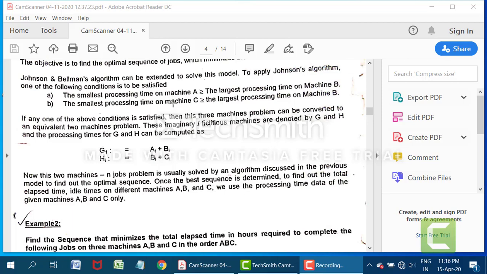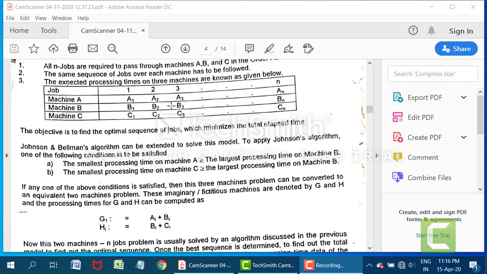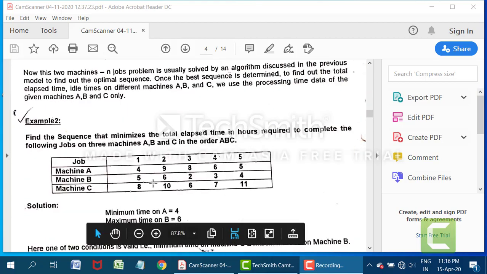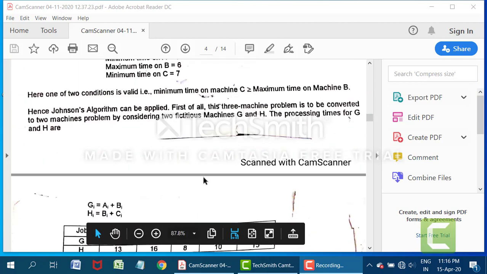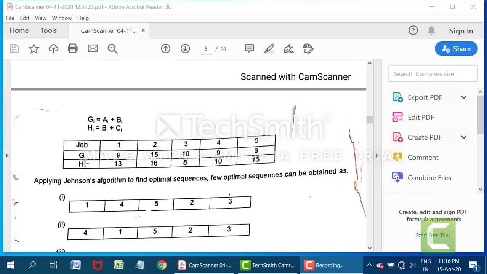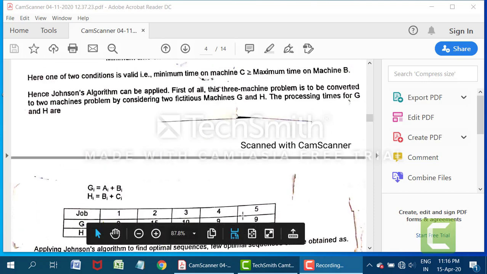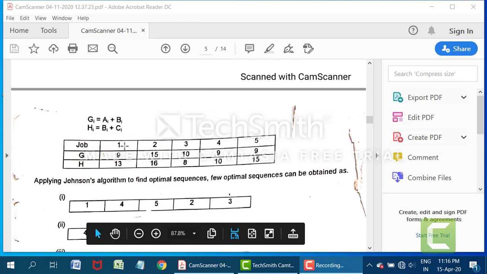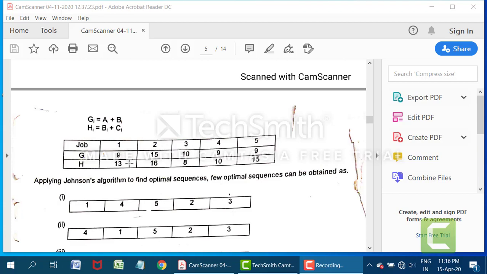Johnson's algorithm is applicable for the n jobs 2 machines model. Hence, the n jobs 3 machines model should be converted to an n jobs 2 machines model by assuming two fictitious machines G and H. For these two fictitious machines, processing times will be computed like this: processing time on machine A plus processing time on machine B for a particular job gives the processing time on G. So G_i equals A_i plus B_i, H_i equals B_i plus C_i. Like that, you will get this fictitious machine processing time data. So now the problem is converted to 2 machine data, 5 jobs 2 machines.